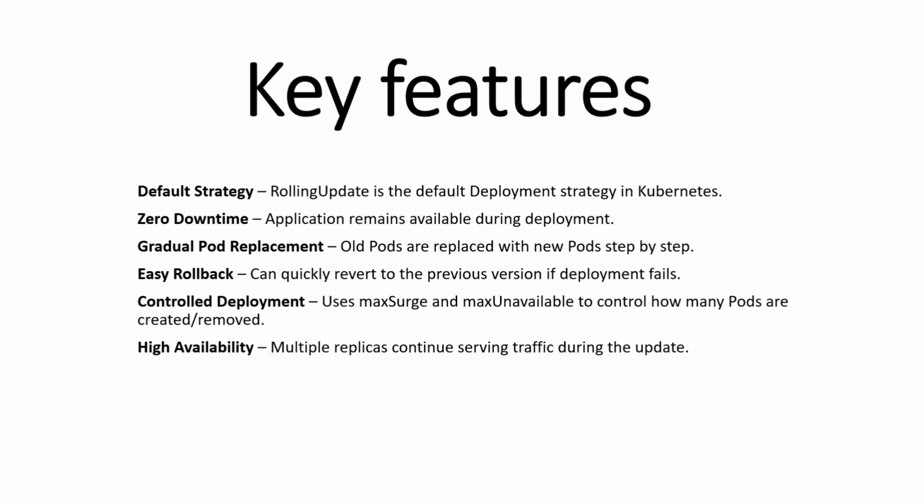Then gradual pod replacement, which means it updates from old pods to new pods step by step. Easy rollback: we can quickly revert to the previous version if the deployment fails. Then controlled deployment: here we can put some conditions, at what time it is going to update to the new version, when it is going to come back to the previous version, things like that. We can set max surge and max unavailability, and these features can be added in a rolling update. And then high availability.